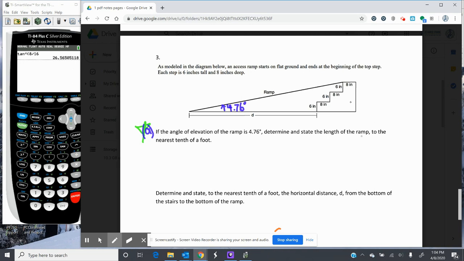Determine and state the length of the ramp to the nearest tenth of a foot. So I'm going to put an X there for the length of the ramp. From the beginning of the ramp all the way up to the top step is what they're looking for. If we draw in that right triangle, it goes straight down and over. Right now we have this 4.76 degrees, so we have an angle.